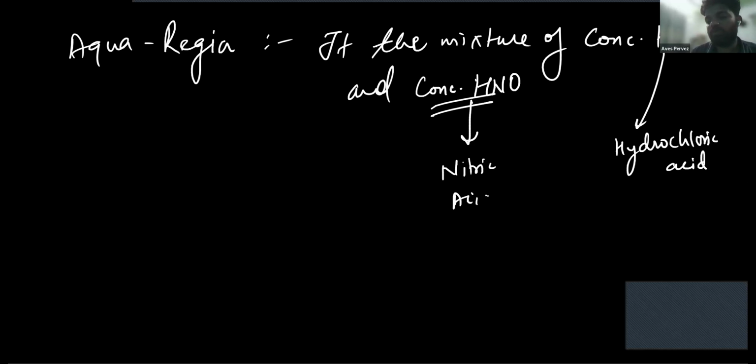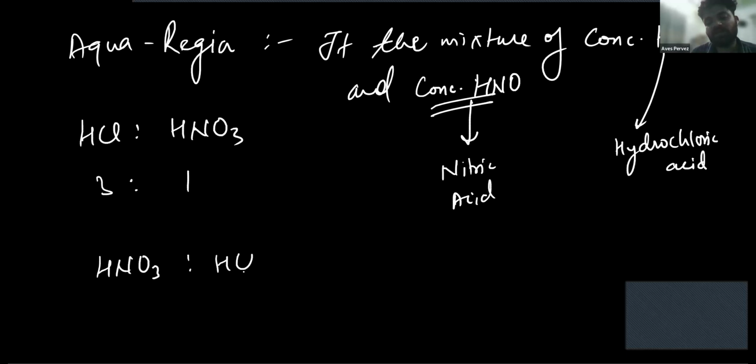So what you need to know here is that the ratio of HCl to HNO3, nitric acid, is 3:1. Sometimes it is written the other way, HNO3 to HCl, that will be 1:3. So you need to keep in mind that HNO3 ratio is 1 and that of HCl is 3. Got it?